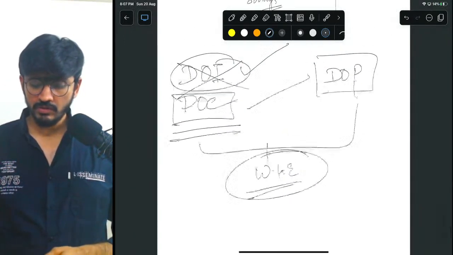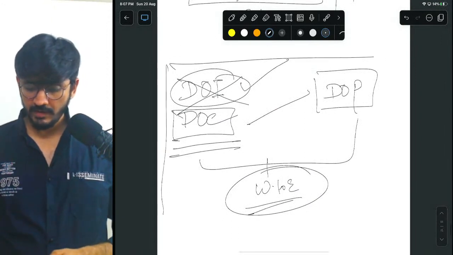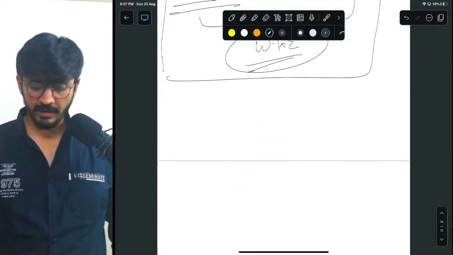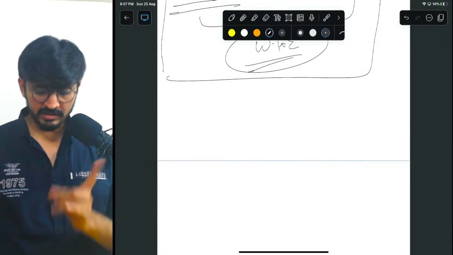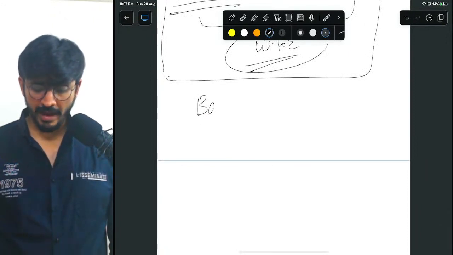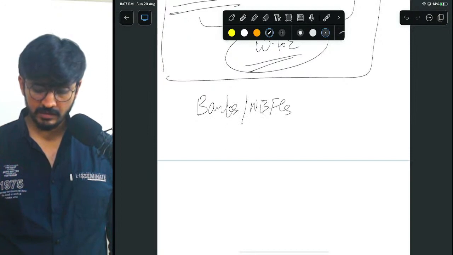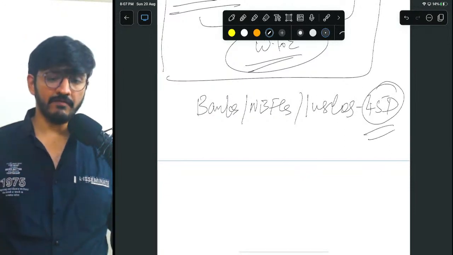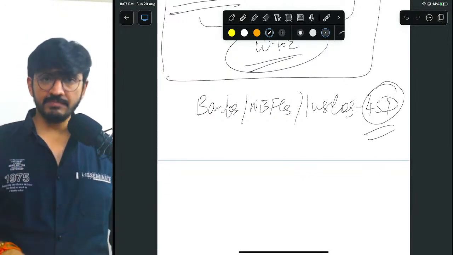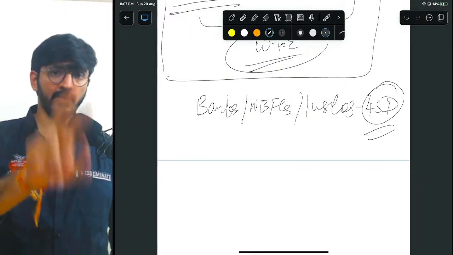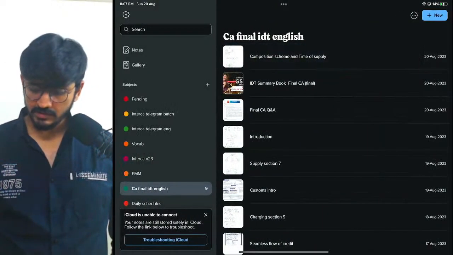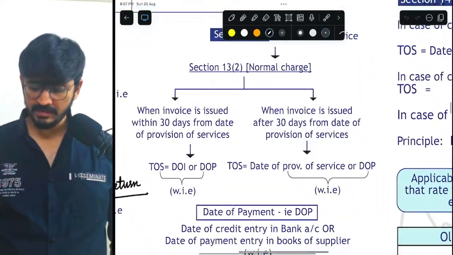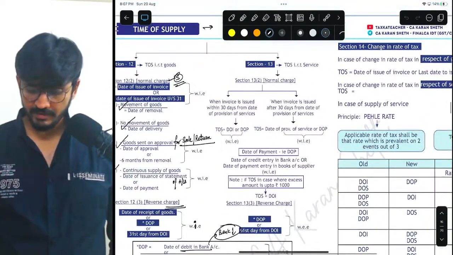So do one thing and keep that in mind. Also remember, just write down there, when it comes to banks, NBFCs, insurance companies, the same 30 days is 45 days. So remember that thing very clearly.